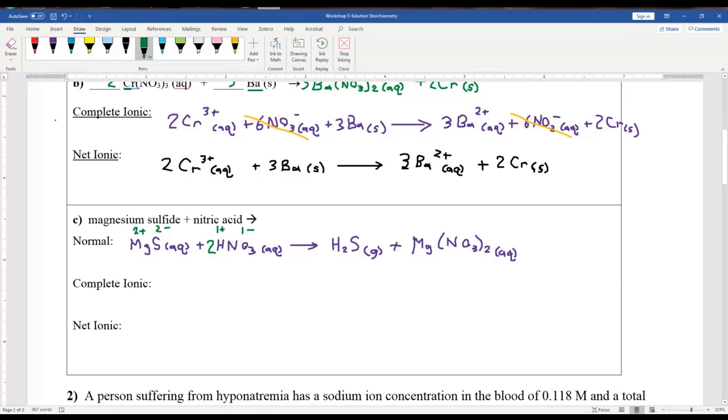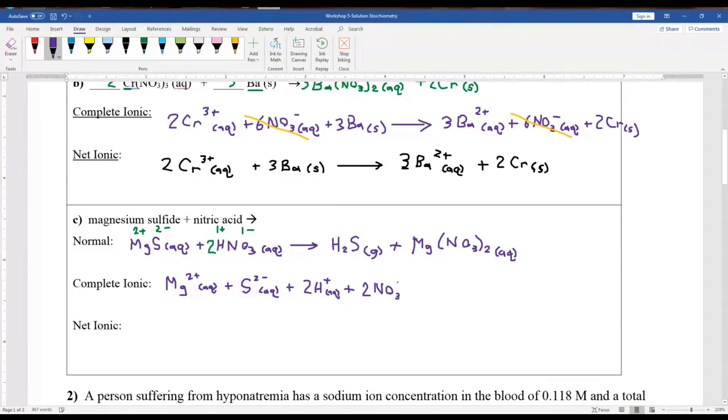So what would this give us? Mg 2 plus aqueous. Sulfide 2 minus aqueous. 2 H plus aqueous. 2 nitrate minus. And then the reactants would be... and then plus nitrate minus, and then plus hydrogen sulfide.